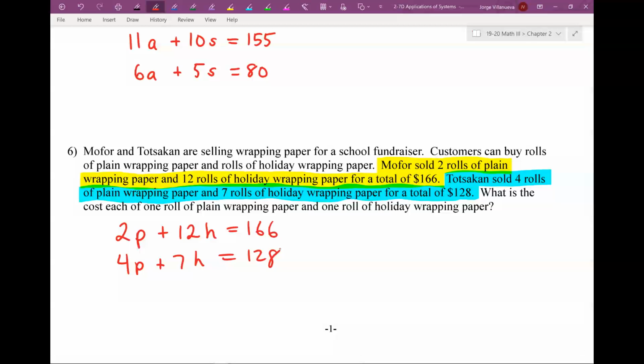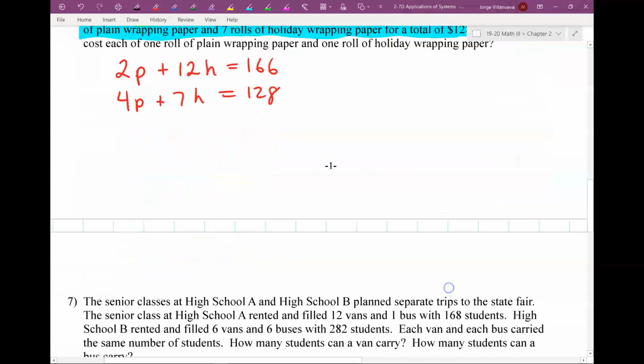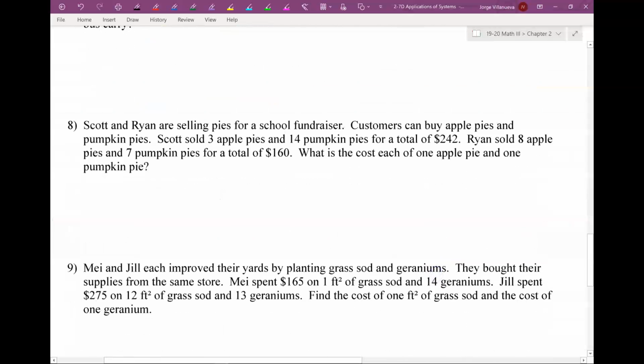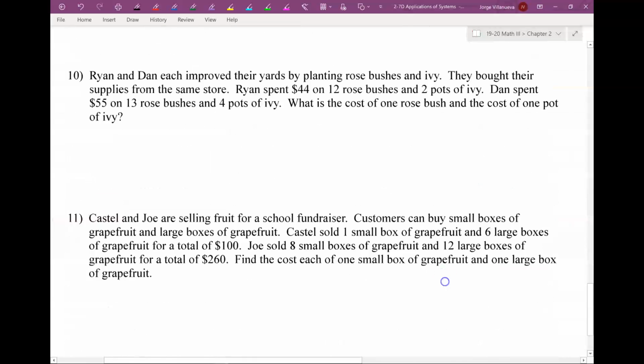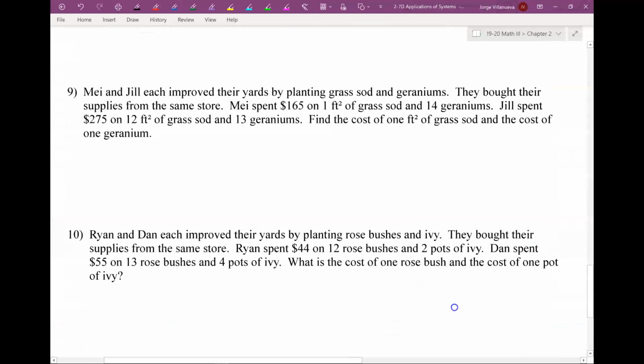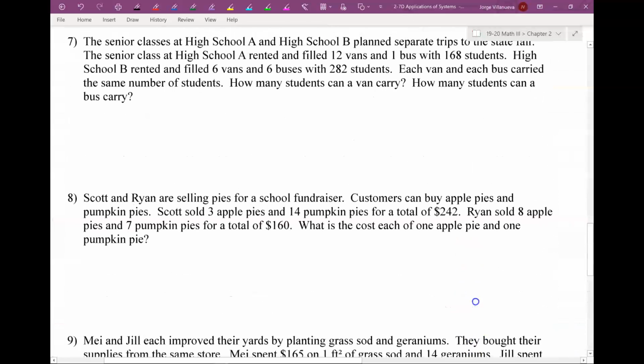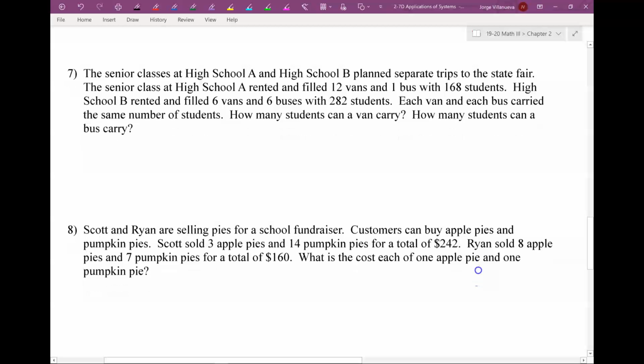Okay, and then at the end it says, what is the cost each of 1 roll of plain wrapping paper and 1 roll of holiday? That means you got to find P and you got to find H. Give them the answers, right? So in other words, solve. That's all they're saying. Just solve. All right, so that's number 6. How many problems are there? 10? No, 11. So we'll do 7, 8, 9, and then I'll give you the last 2, okay? All right, number 7.